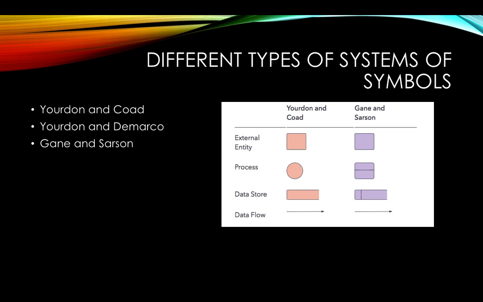Now, there are three different types of systems of symbols, and I'm sure there are more, but these are the three main ones that people choose from, and it really comes down to preference. Right now, for my assignment, I used Yourdon and Coad symbols, just the basic ones. And there are minimal differences between Yourdon and Coad and Gane and Sarson, such as the process symbols are a little different, and there are lines in between some of the symbols for Gane and Sarson.